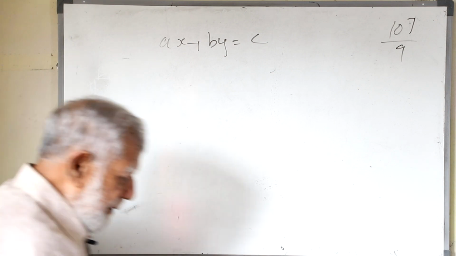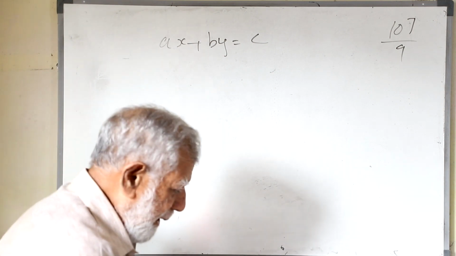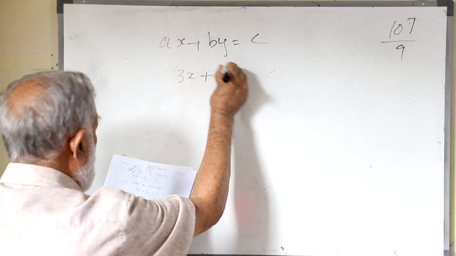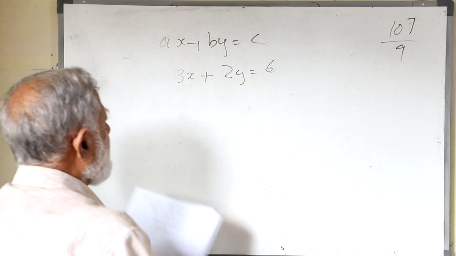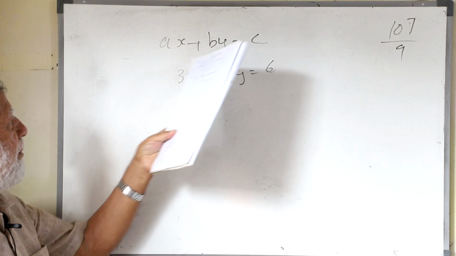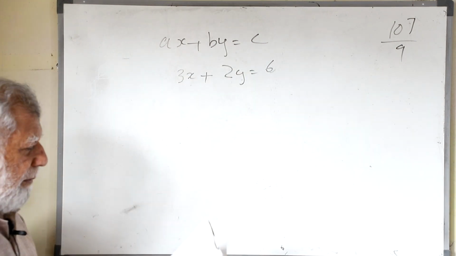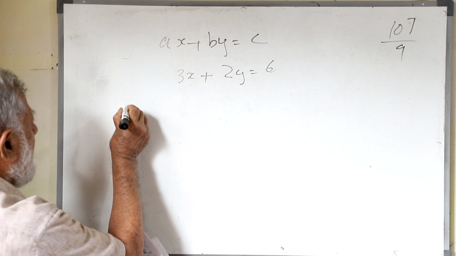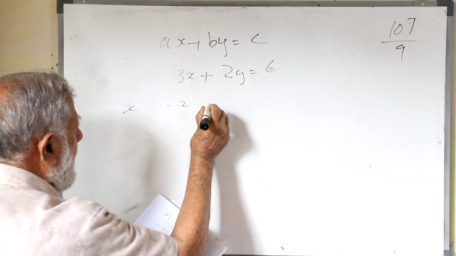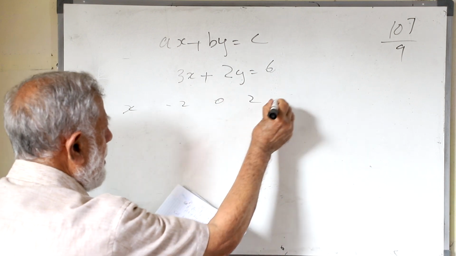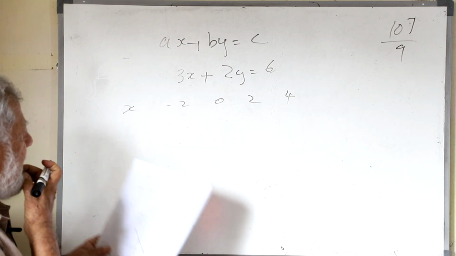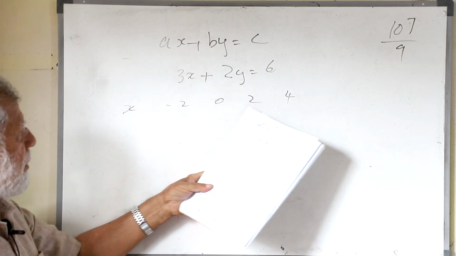Now we will take a typical example of this. We will take 3x plus 2y equals 6, of this form, where A is 3, B is 2 and C is 6. And we will try to make a table for this. For x, we will take the values minus 2, 0, 2 and 4.